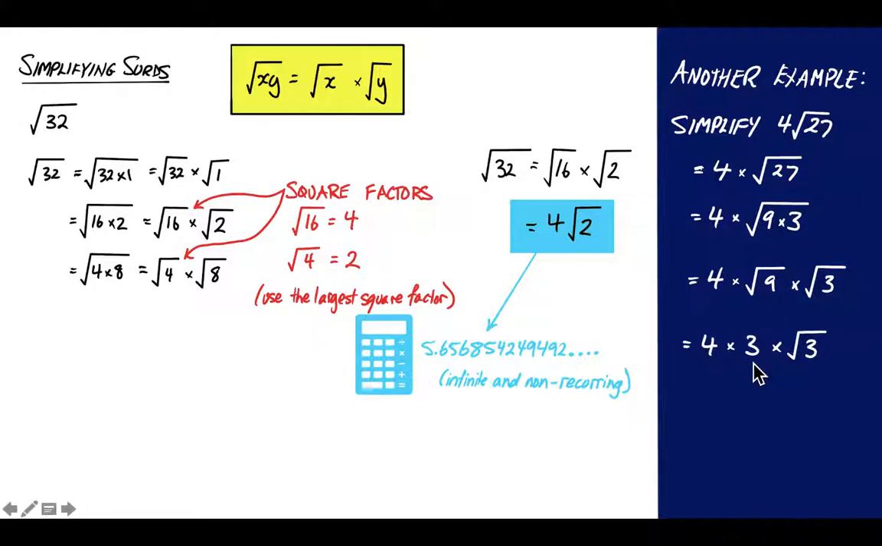4 times 3 is 12, so this bit becomes 12. And just like in algebra, if we've got a number in front of or multiplied with a square root, we can take out the multiplication sign. So I'm going to write that as 12 root 3. So 4 root 27 simplifies down to 12 root 3. That's how we simplify surds when we're looking at multiplication.